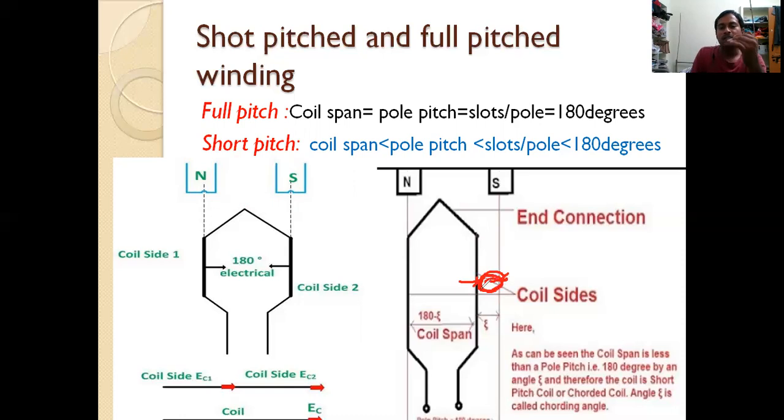This much distance is reduced, so this winding process is called short pitch winding. In short pitch winding, this is the coil span. When compared to the pole pitch, the coil span is less. That's why coil span is less than pole pitch, less than slots per pole, and less than 180 degrees. Here the total is 180 degrees, but this one is less than 180 degrees. This is the difference between full pitch and short pitch and their definitions.